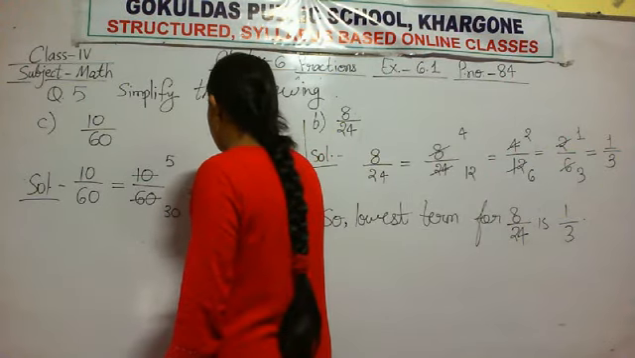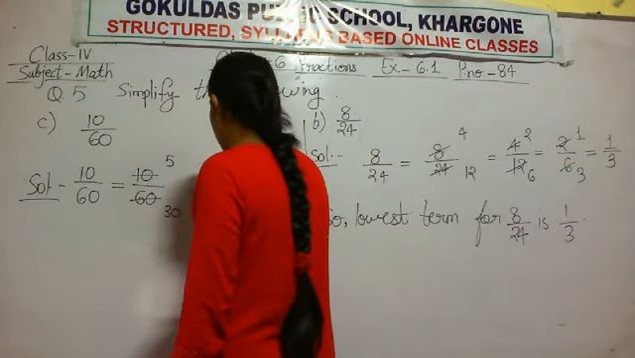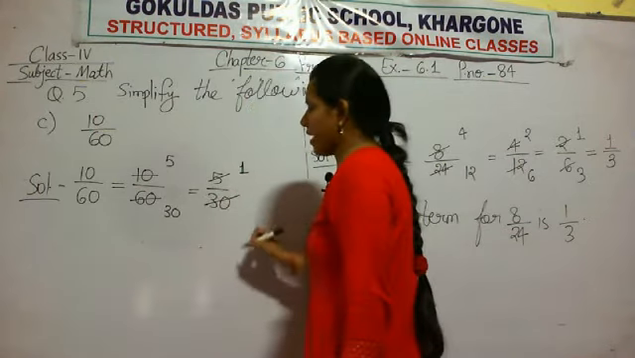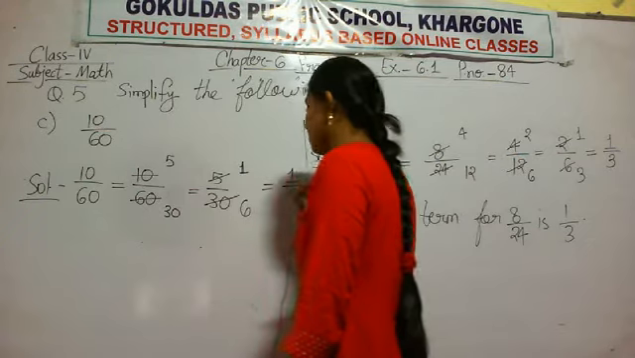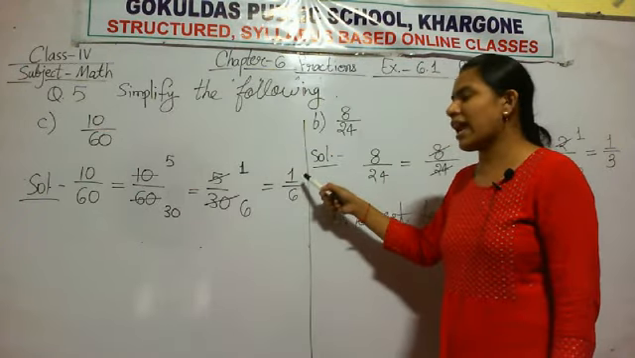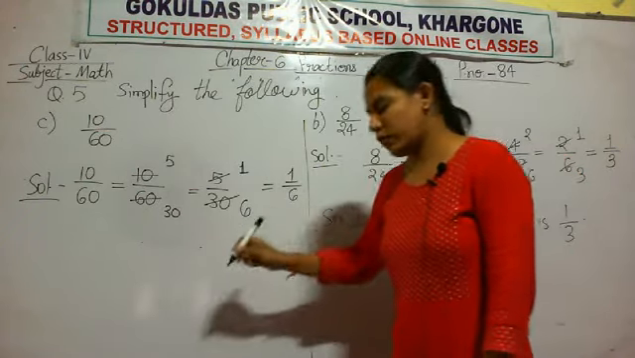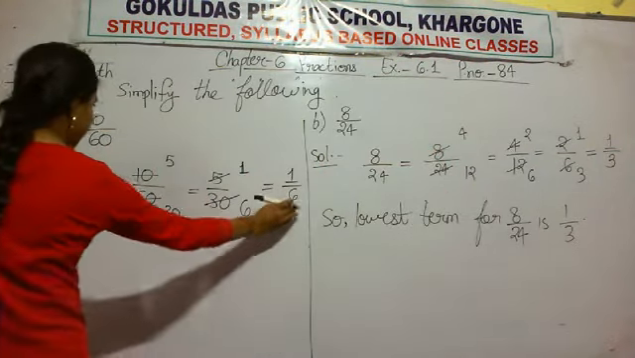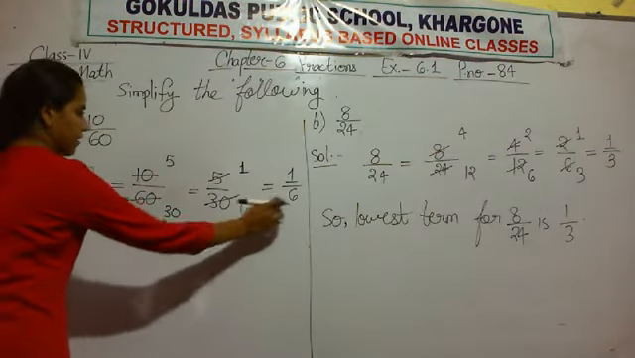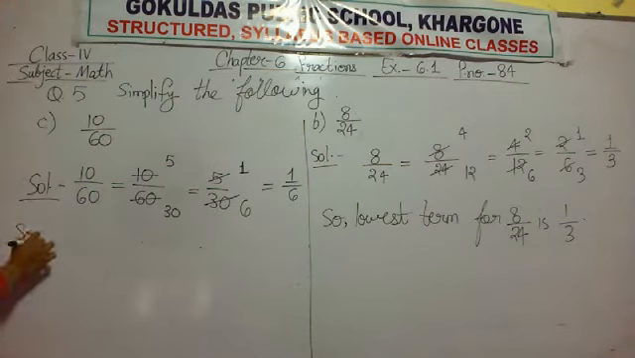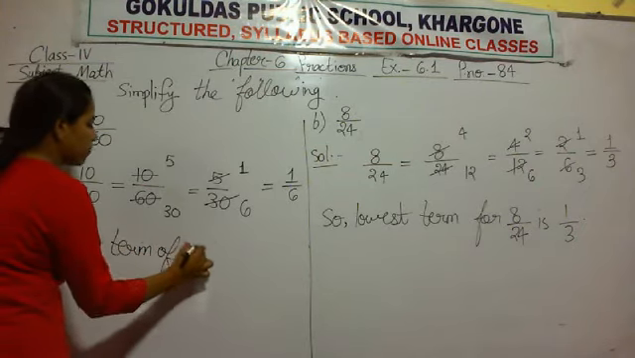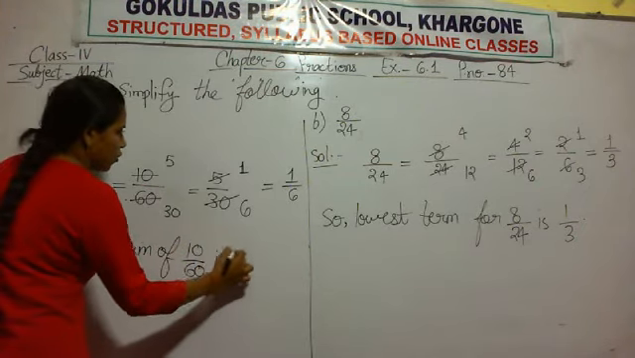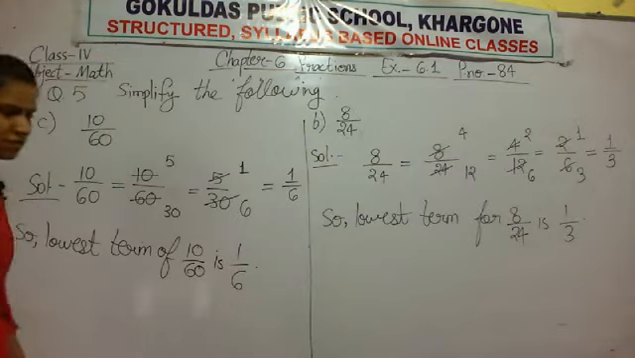So if I divide this 5 by 5, my answer will be 1. And if I divide 30 by 5, my answer is 6. So 1 upon 6 is my final answer, as 1 and 6 both have only 1 as common factor. So I will stop my division process here. So the lowest term of 10 upon 60 is 1 upon 6.